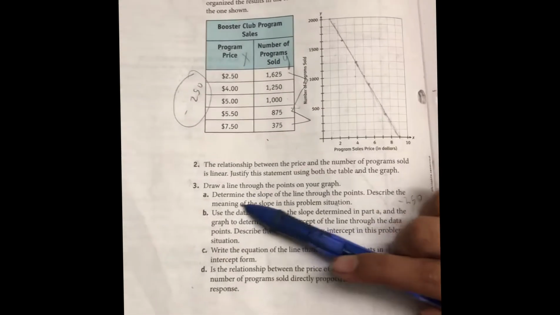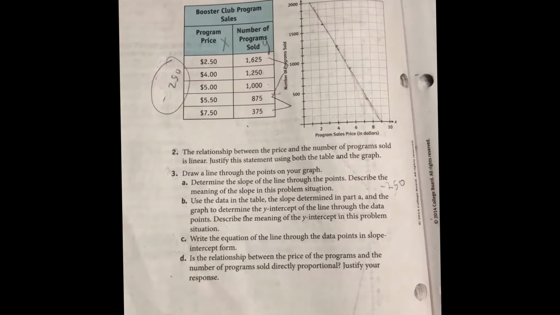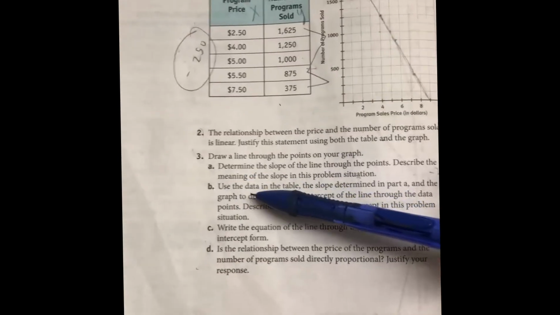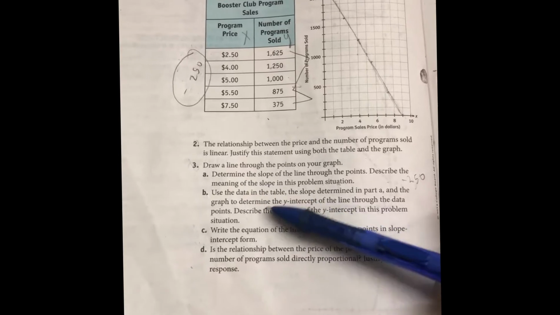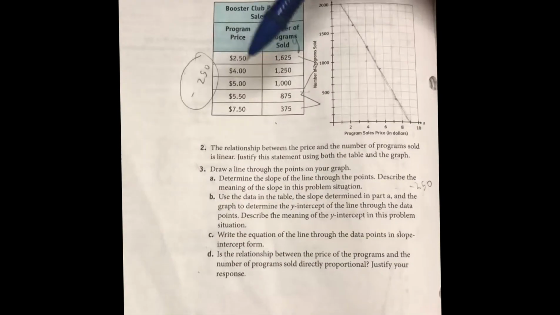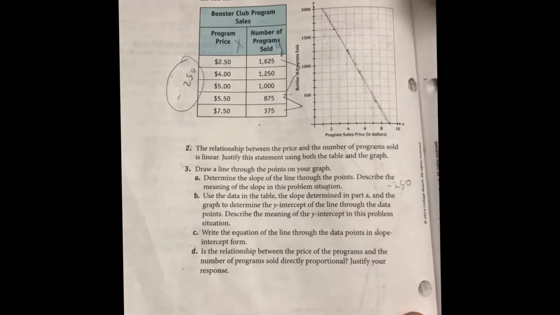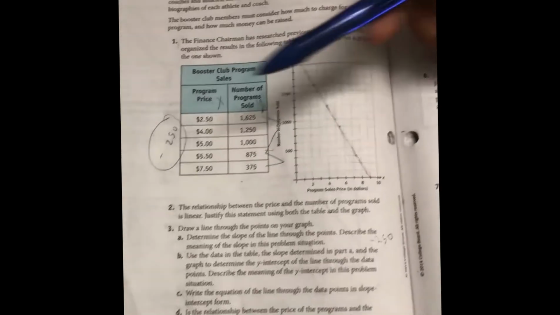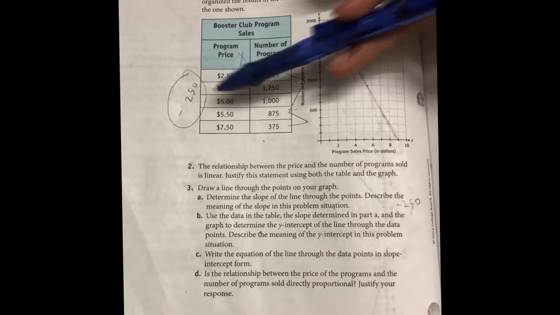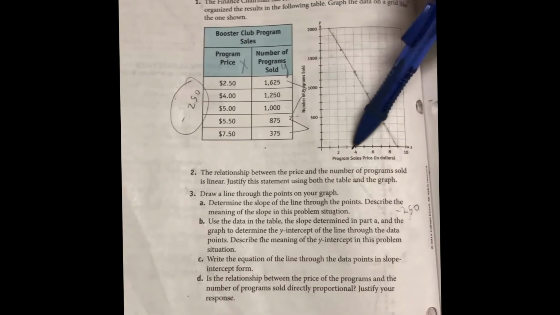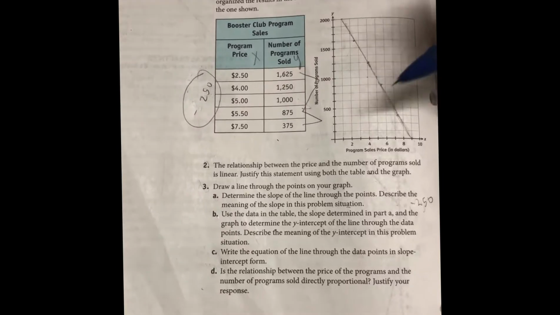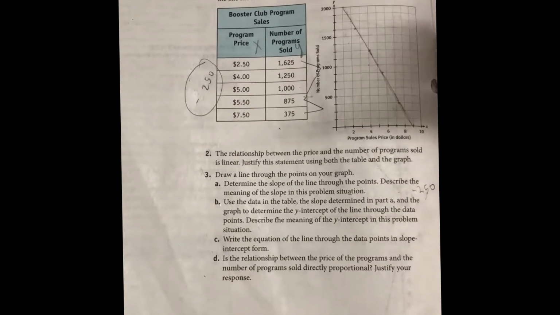Number 3 says to draw a line through the points on your graph. We already did that, or if you didn't do it, you can do it now. So let's do number 3A. 3A says determine the slope of the line through the points. Describe the meaning of the slope in this problem situation. We already determined the slope, which is negative 250. I wrote that. And the meaning of the slope is that for every program price increase, the number of programs sold decreases by 250. We know that it decreases because the line is decreasing and not increasing as you go right.